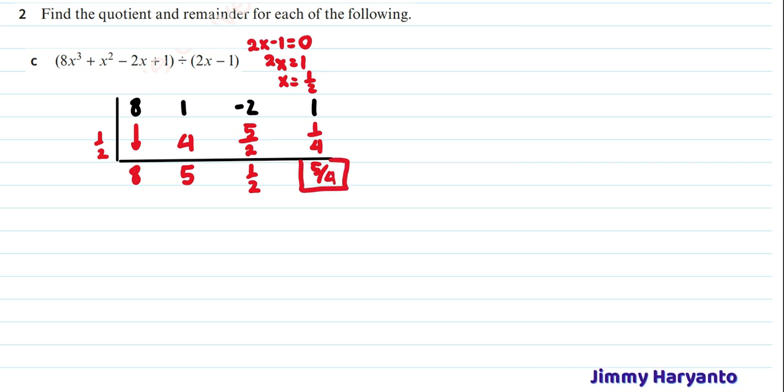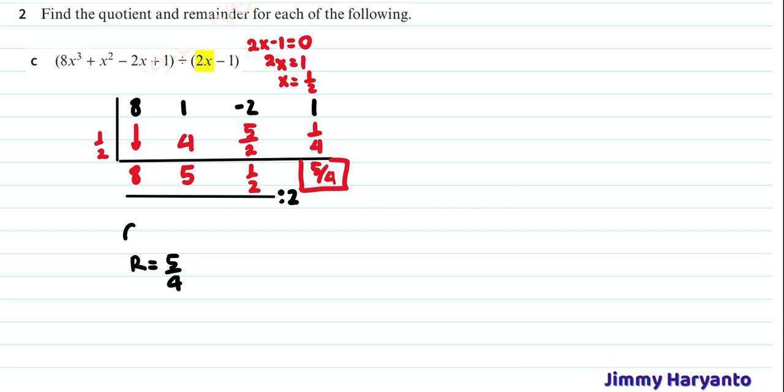Okay, so our remainder is 5 over 4, and we're not finished yet with the quotient. You have to divide this by 2 since the divisor is 2x. Yeah, that means the quotient will be 4x squared plus 5 over 2x plus 1 over 4.